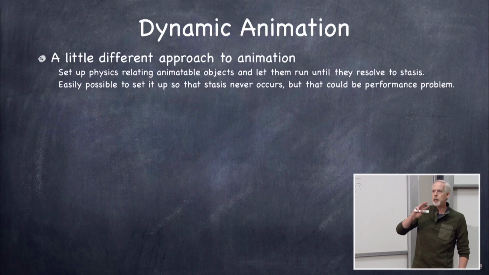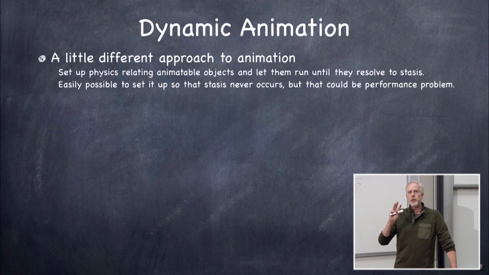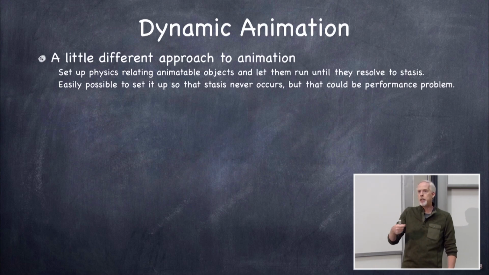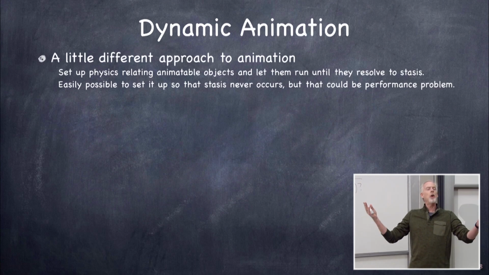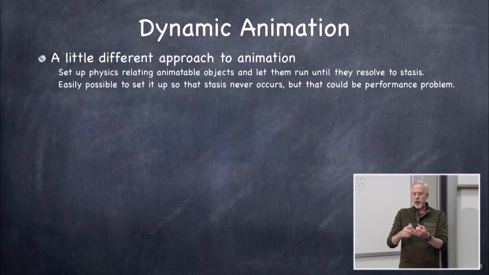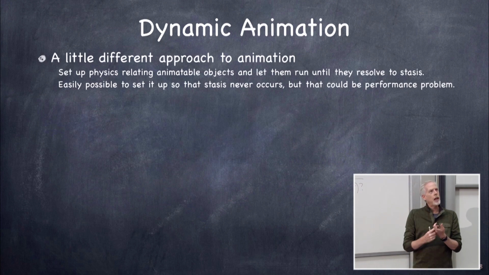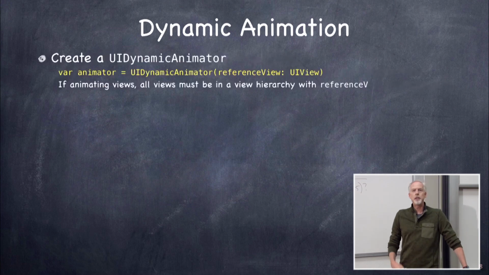Here's number 3. Okay, this one's a little more powerful, a little more complicated. Dynamic animation. It's a little different approach to animation. Here we're going to set up physics attributes on our views and then just tell them to go do what they do. So we're talking physics like density, friction, gravity, stuff like that. You put them on there and then they just start moving because physics works, okay? So let's talk about how you make this happen.